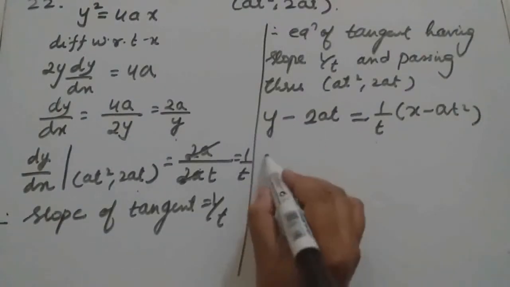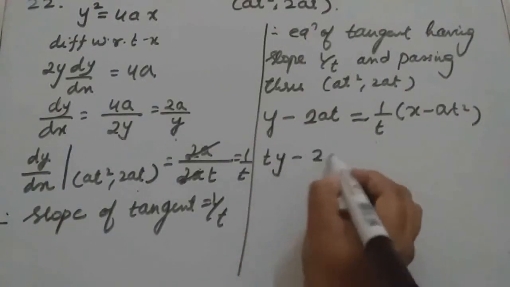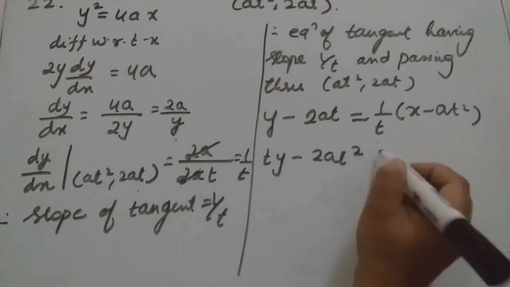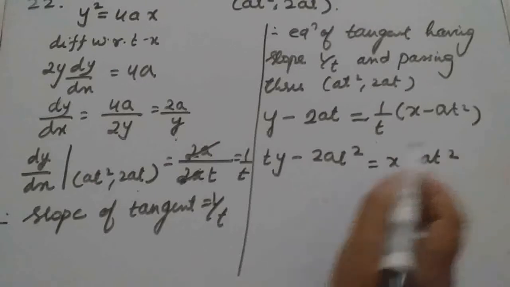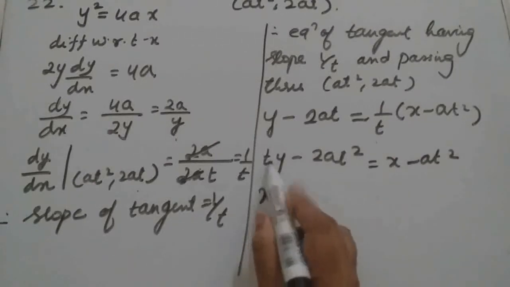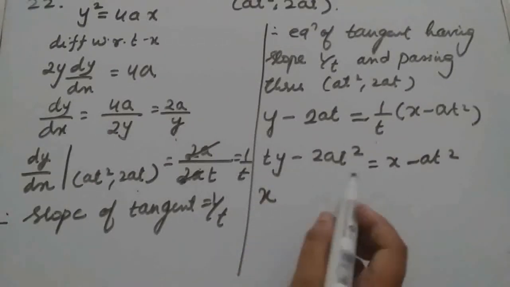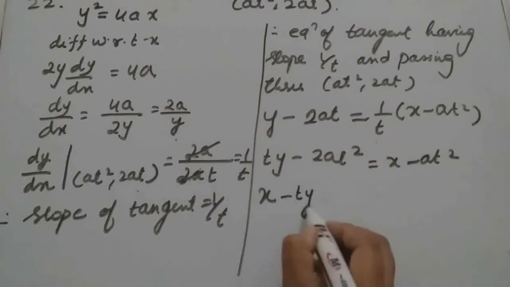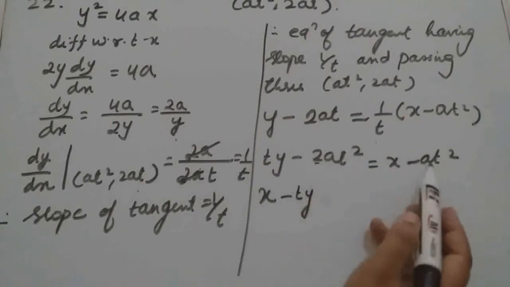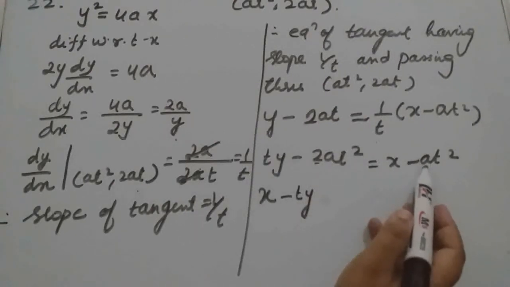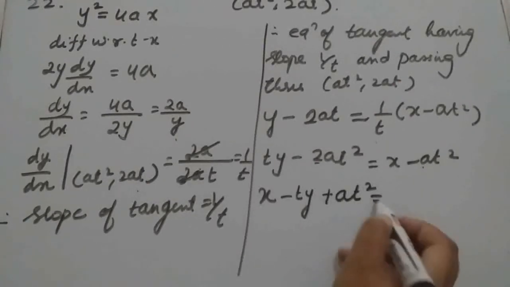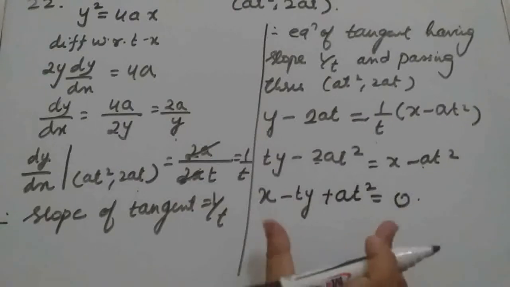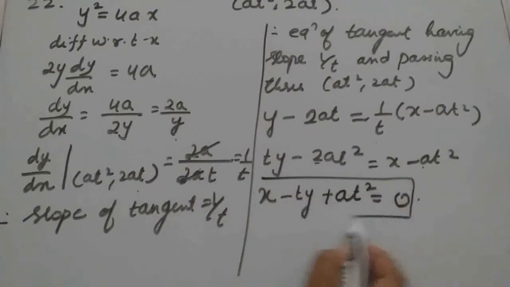From t we can multiply, ty, then x minus at square. Now x, this ty will shift that side, minus ty, minus 2at square will go this side, plus 2at square minus 2at square means plus at square. So this is the required equation of tangent.